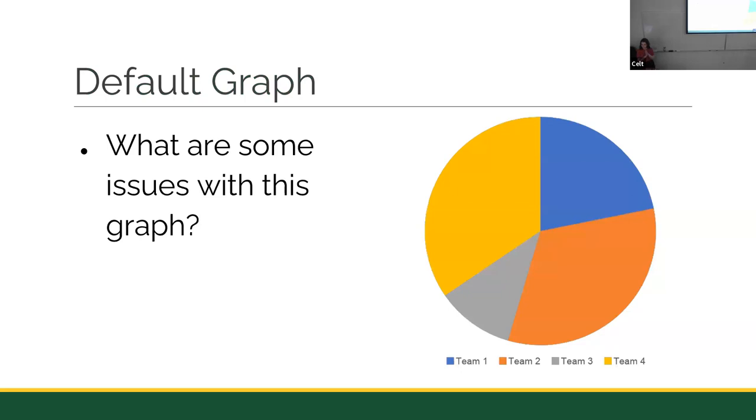A couple more quick examples. We have just a very plain naked pie chart. Some issues. Anyone care to throw out some issues that are happening with this particular thing? What are these things? Exactly. I sort of purposefully didn't put any labels on it.